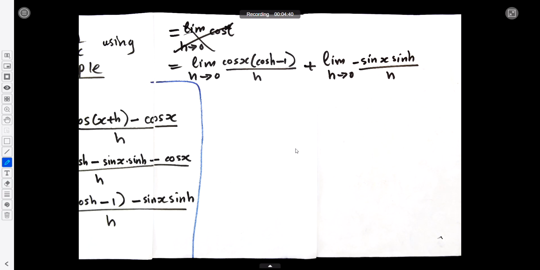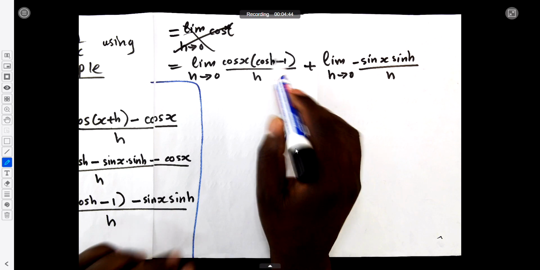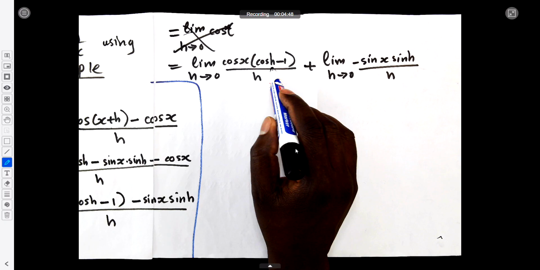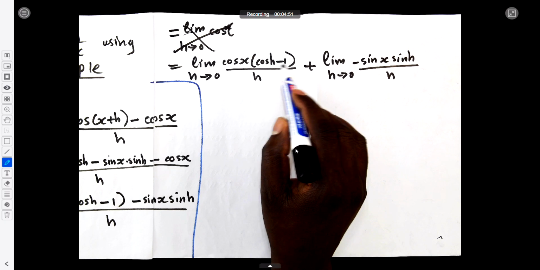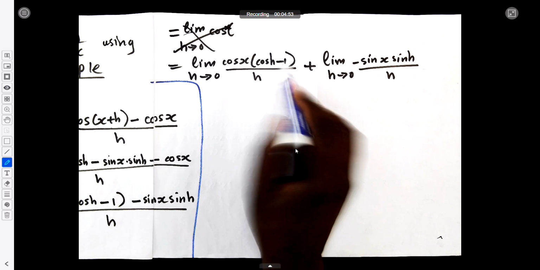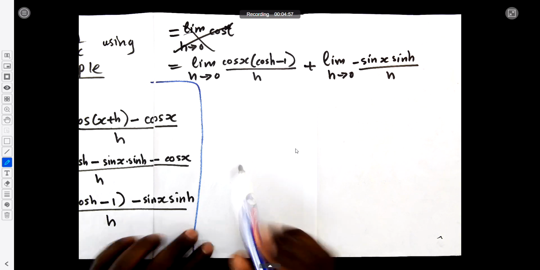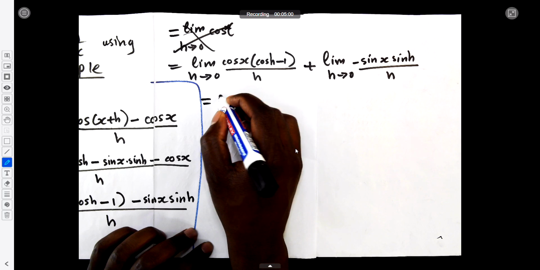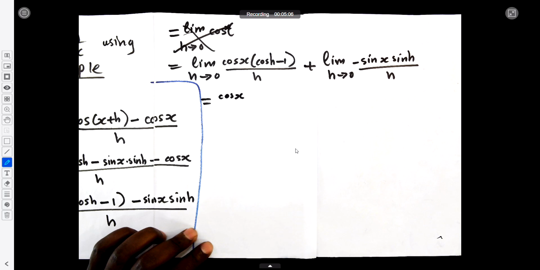Now, where we have to substitute h is in this function. If you substitute h, you'll have cos 0, and cos 0 is 1. Therefore, 1 minus 1 is 0. Everything goes to 0, divided by 0, still an indeterminate form. So the next step is to apply what we call L'Hopital's rule. I want to write cos x in front of the limit notation.